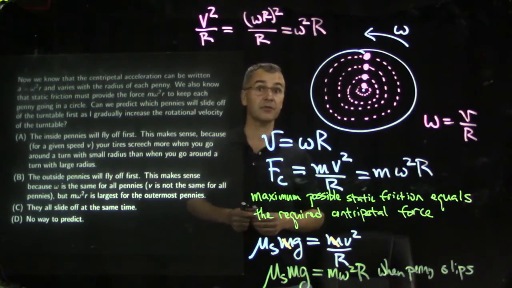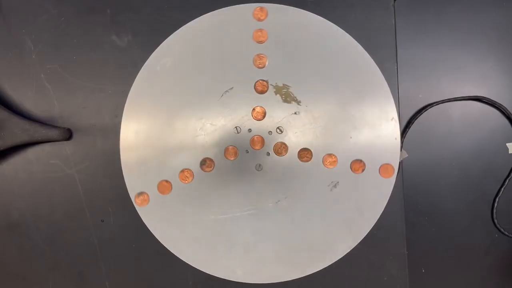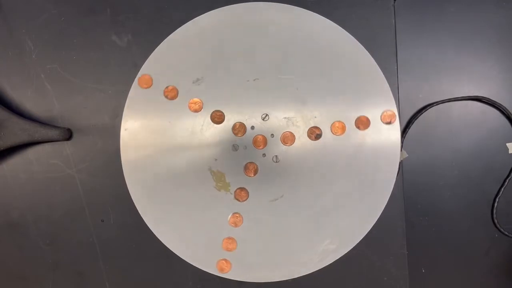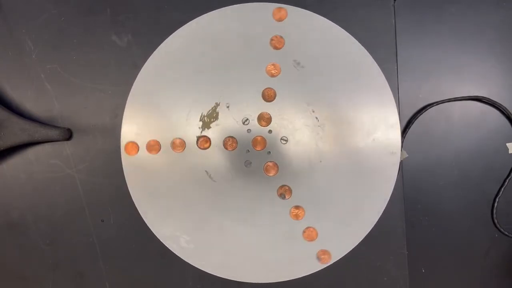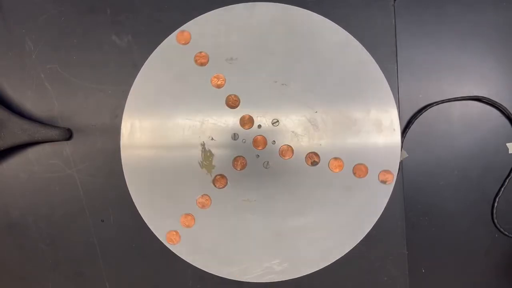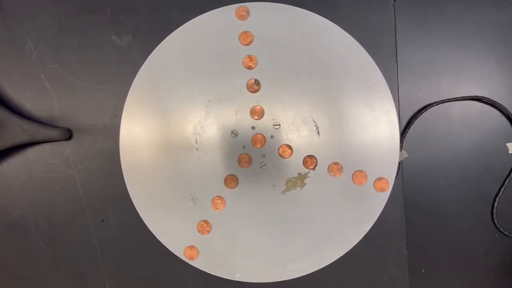Let's see what happens in the real demonstration. Okay, so let's go. Do we expect all the pennies to slide off at the same time? And if not, which ones should slide off first? The ones on the inside or the ones on the outside? As we gradually increase the rate of rotation.